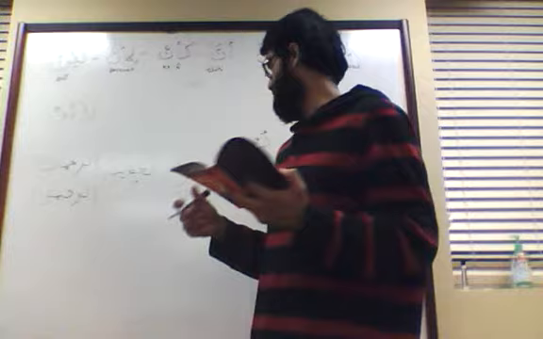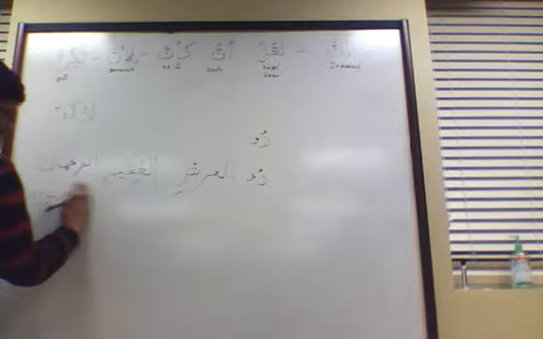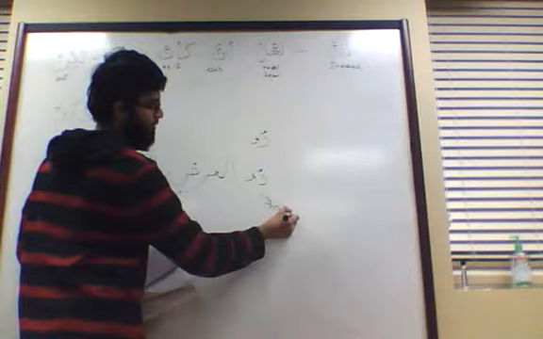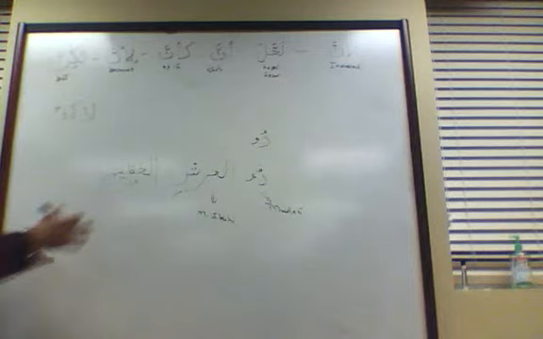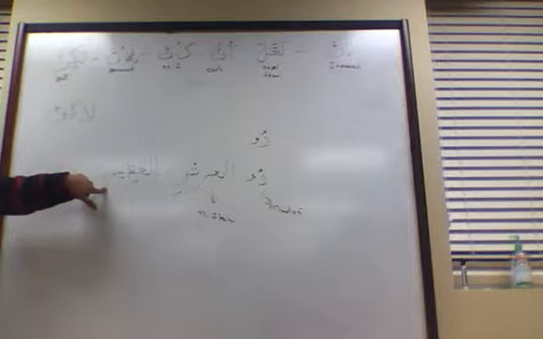What is it always? Mudaf, mudaf ilayhi. So the dhu is going to be your mudaf, and then your mudaf ilayhi. What's the rule for mudaf ilayhi? It has to be kasra, or majroor. So that's why you say dhul arshil azim. And why does azim have a kasra? It's an adjective to arsh. The adjective gets all of the properties of the noun that it's describing.